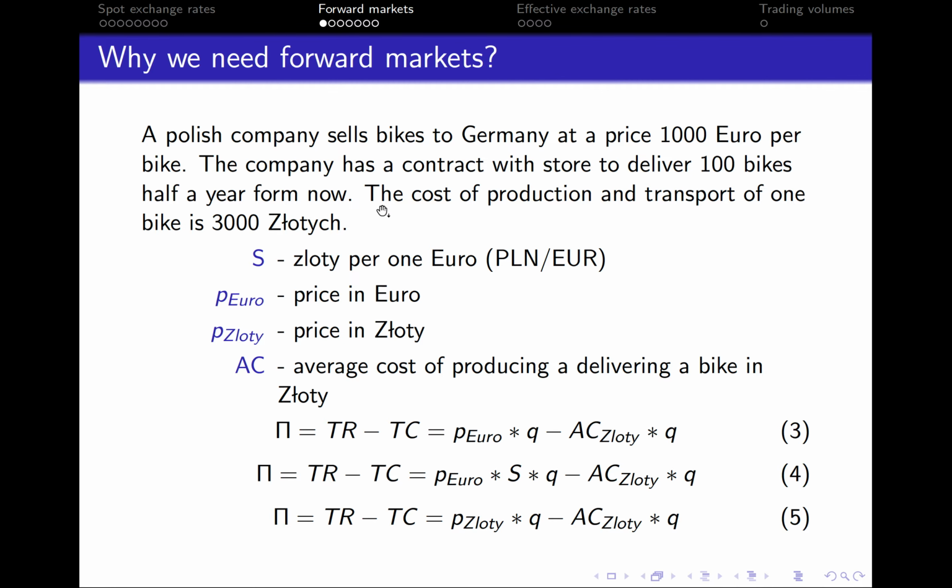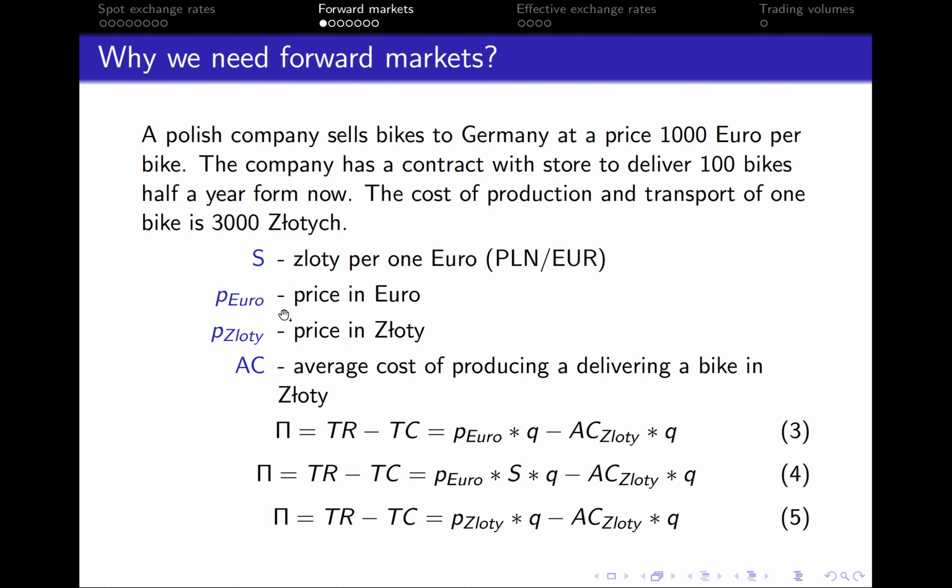Okay, so now let's define some basic categories. Let's just say that S is the price of a euro expressed in zloty. So it's simply the number of zlotych divided by the number of euro. So we see here how many zlotych we're gonna get per 1 euro.